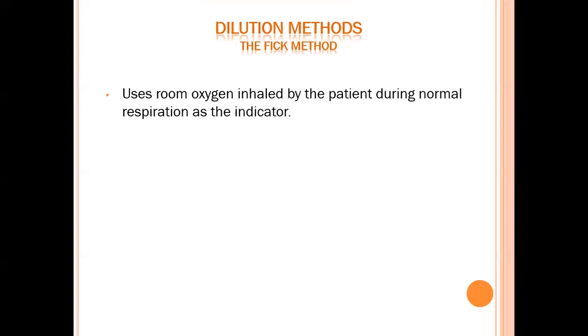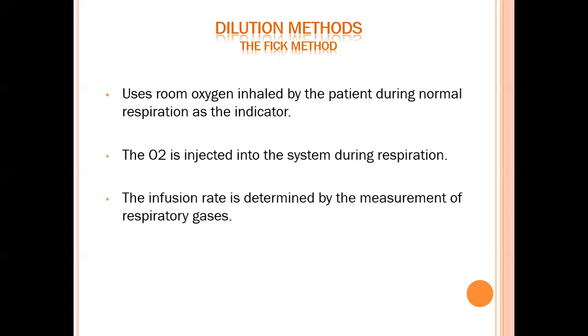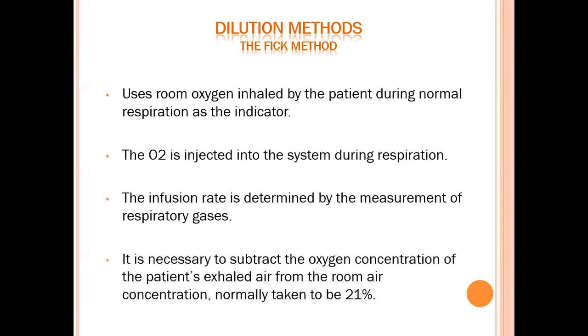So we have different dilution techniques. The first one being your Fick method. The Fick method basically uses room air, or the room oxygen inhaled by the patient during normal respiration, as the indicator. So the oxygen is injected into the system during the respiration. The infusion rate is determined by the measurement of the respiratory gases. So it is necessary to subtract the oxygen concentration of the patient's exhaled air from the room air concentration, normally taken to be 21%.